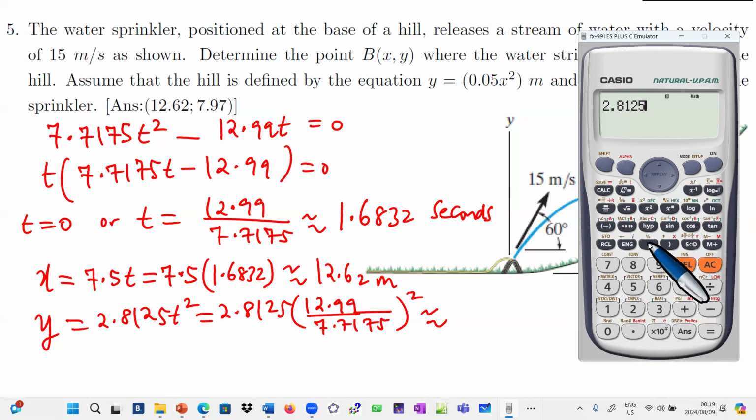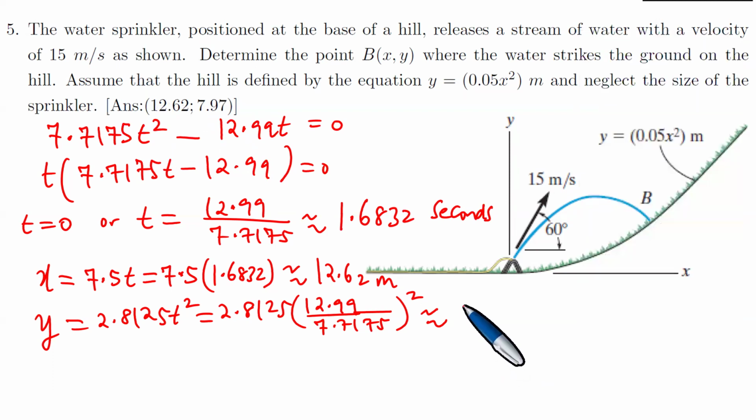2.8125, open bracket, fraction, 12.99 over 7.7175, close bracket, squared. It is actually exactly 7.97 meters. And obviously assume that the hill is defined by the equation, neglect the size of the sprinkler.